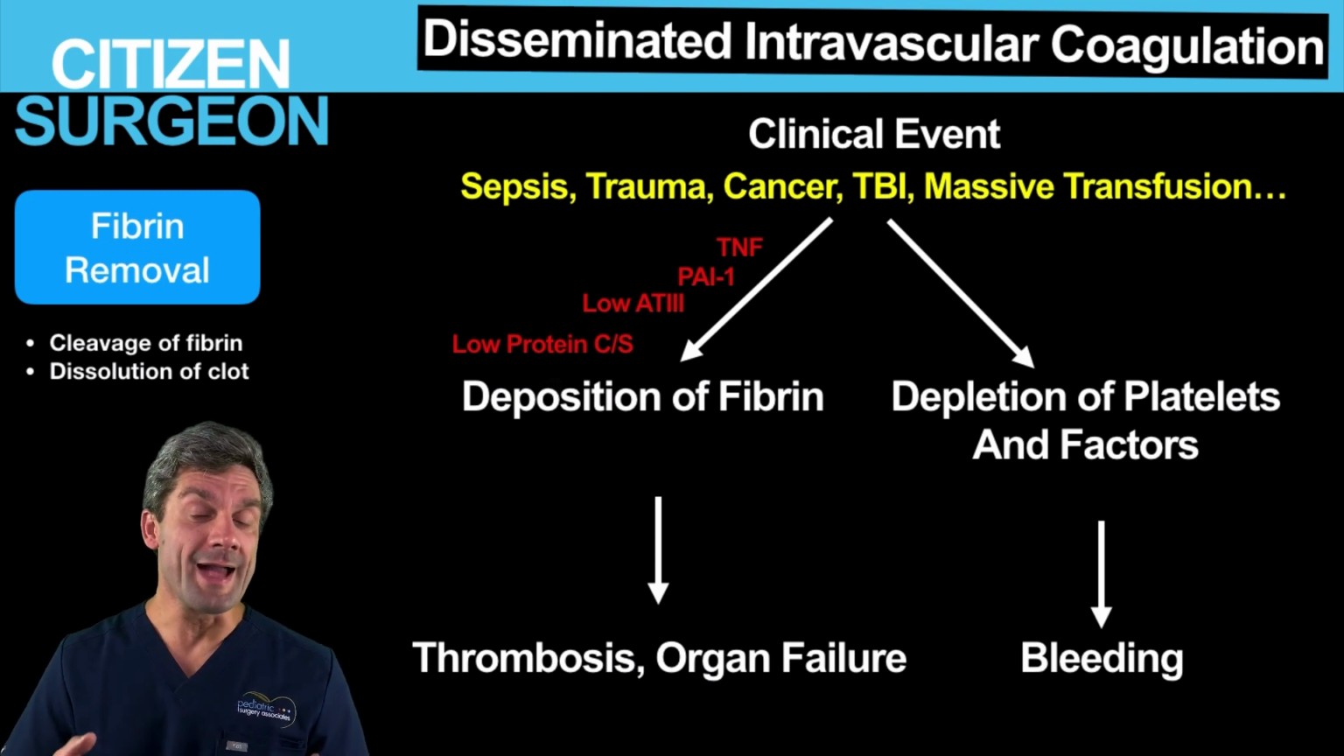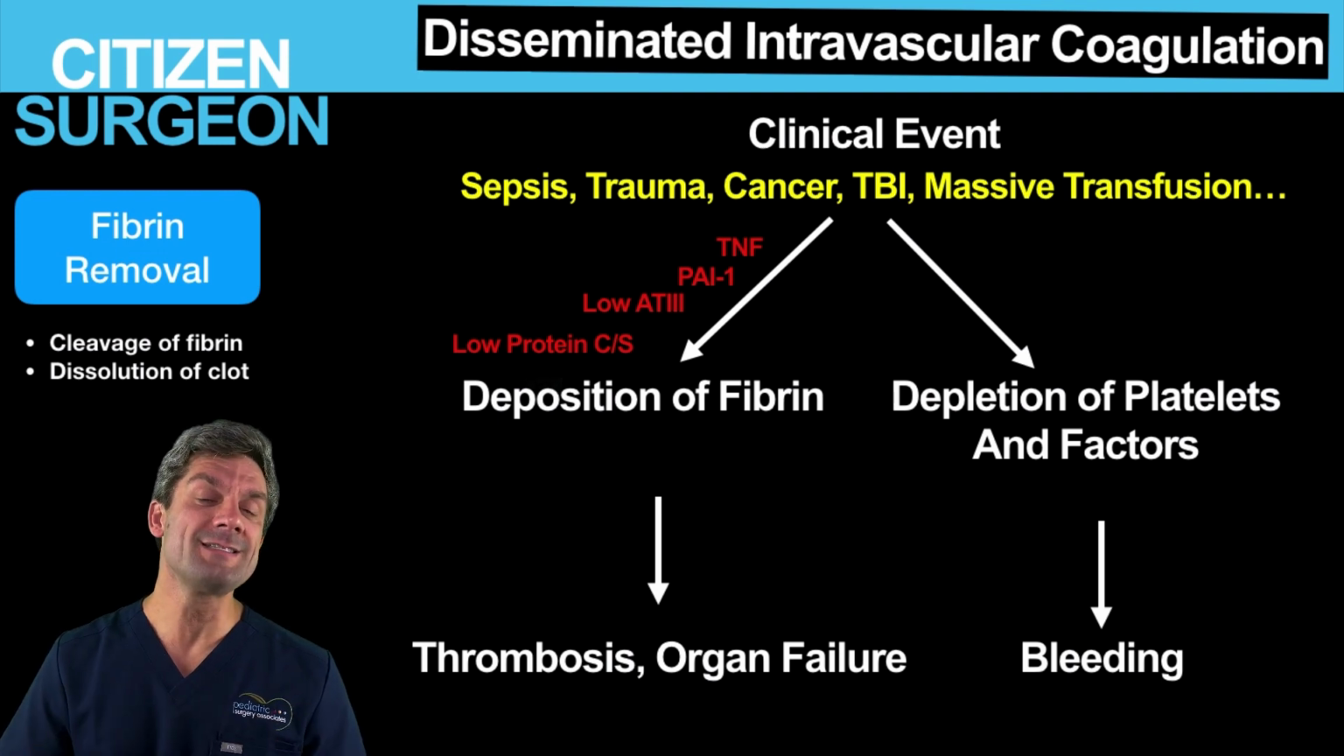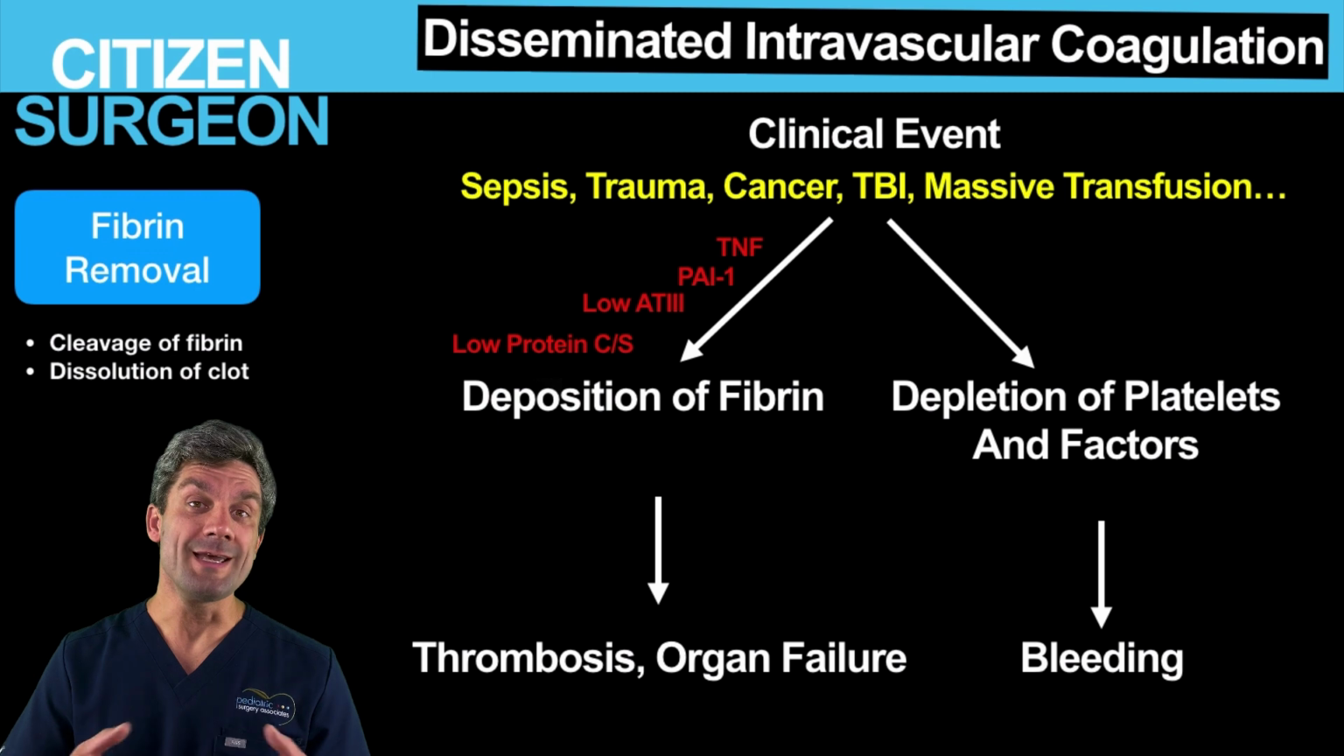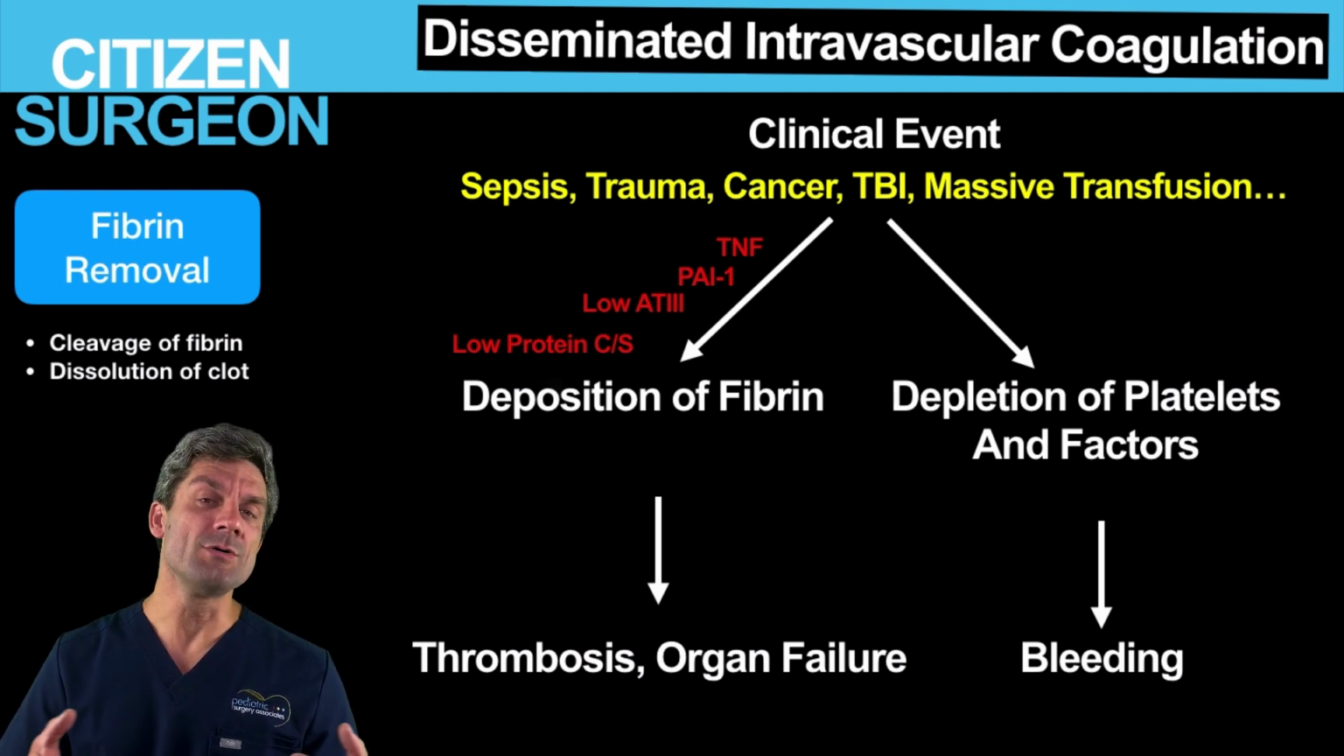One, now remember back to the metabolic response to injury video, you have increased tumor necrosis factor alpha, which is very stimulatory in injury, and a lot of cascades associated with inflammation. So you get increased fibrin deposition. You're also going to have lower levels of antithrombin 3 and lower levels of protein C and protein S, which is going to lead to increased fibrin deposition. And that thrombosis leads to end organ failure because you're not getting your blood supply.